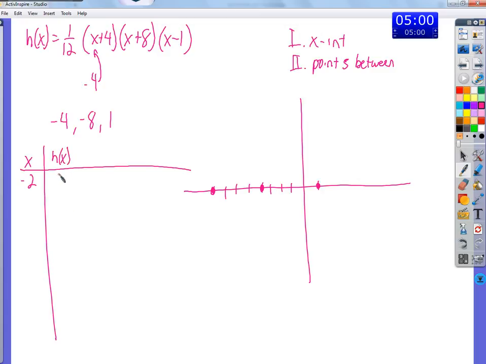So how do we get it? We plug in a -2. -2 plus 4 times -2 plus 8 times -2 minus 1 times 1/12. So without that 1/12 here, it's kind of normal. We just plug it into these factors, we multiply them together, we get something. So the output is this, but then multiplied by 1/12.